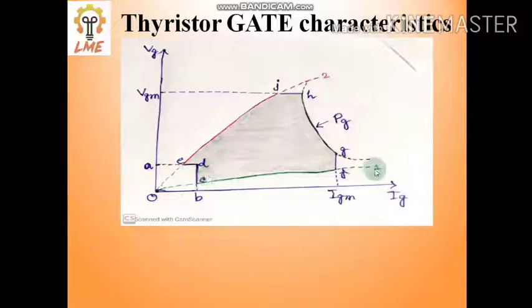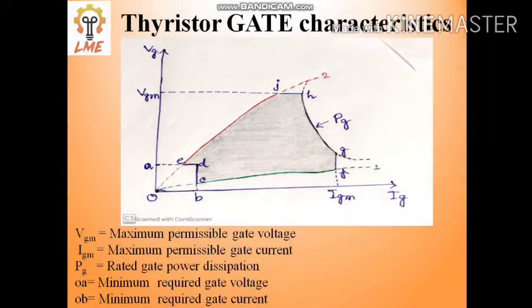In the first line, we try to keep the voltage value as minimum as possible and increase the current. Then we get line number 1. So in line number 2 the voltage is maximized and the current is minimized, and in line number 1 the current is maximized and the voltage is minimized. In this way we get two curves: line number 1, the green one, and the red one is line number 2.